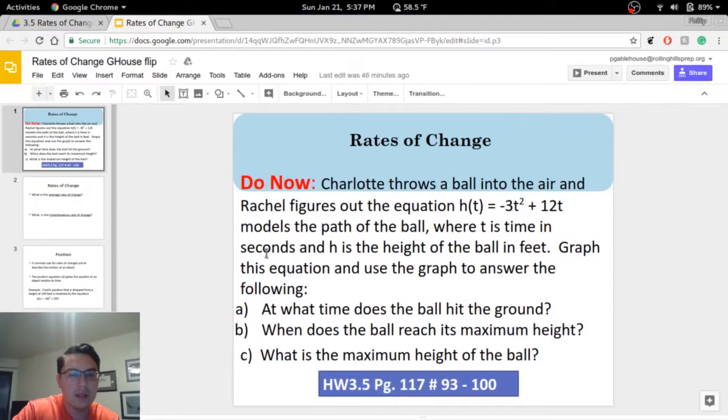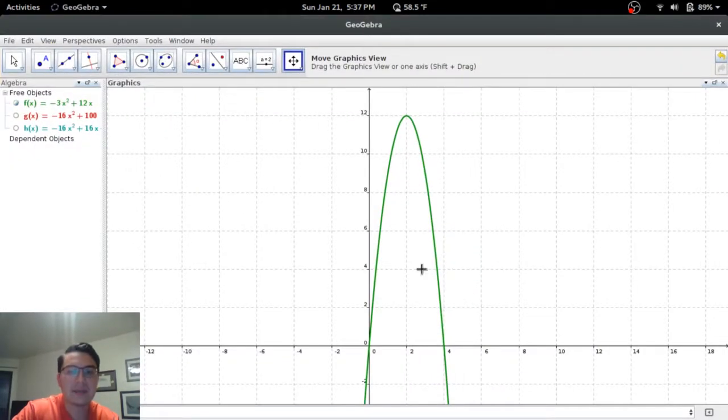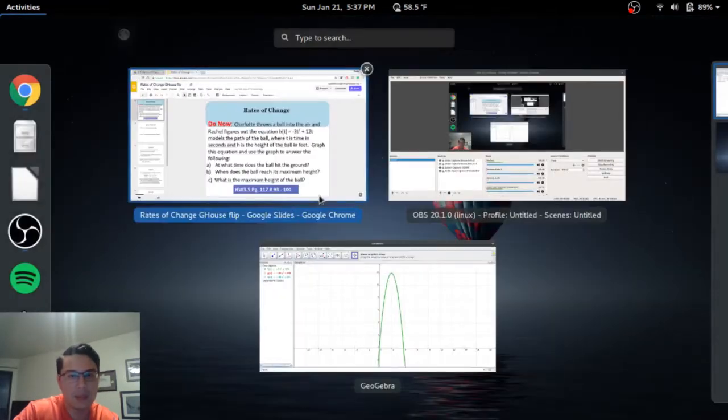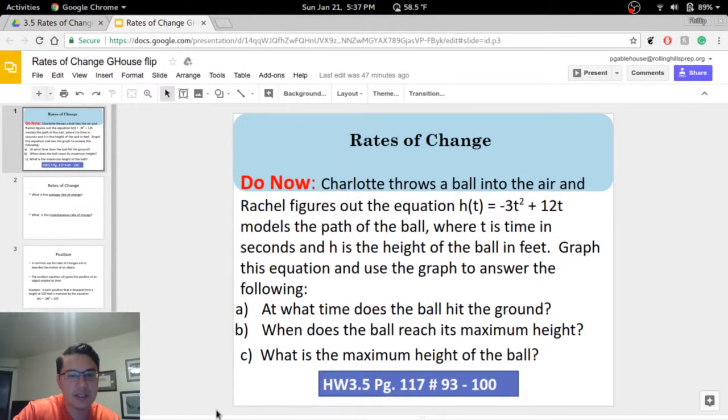Okay. Part B, when does the ball reach its maximum height? The maximum height is the apex of our graph, which occurs here after 2 seconds. And so at 2 seconds, it reaches a maximum height of 12 feet. Okay. Then for C, what is the maximum height? Oh, we already did that one. The maximum height of the ball is 12 feet. So we got all of that information from the graph.